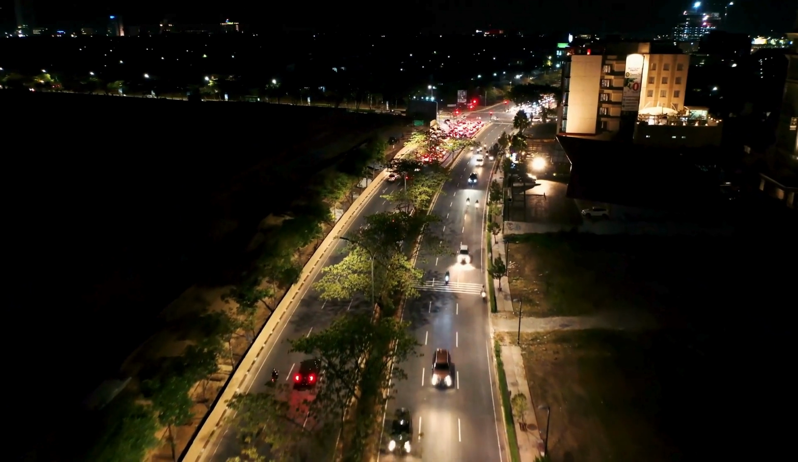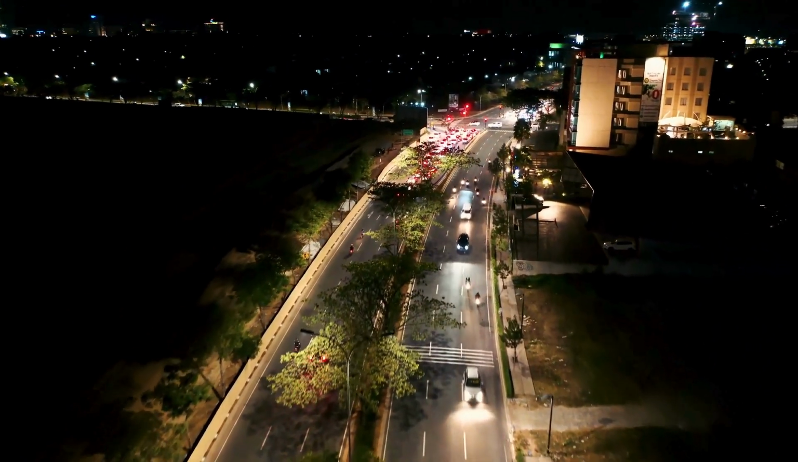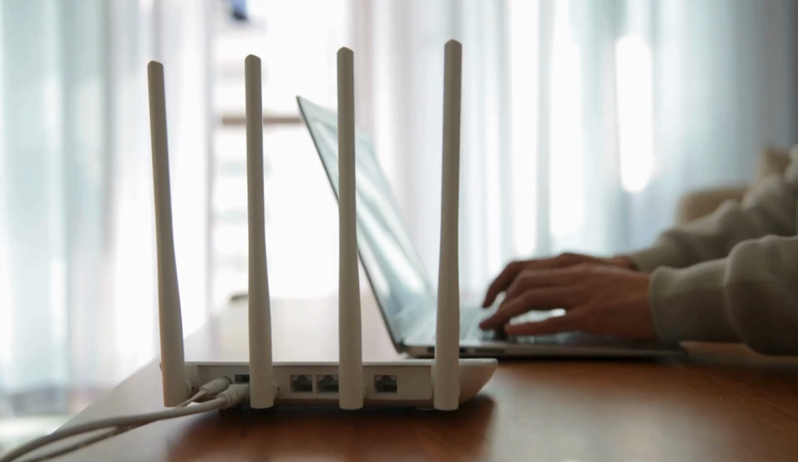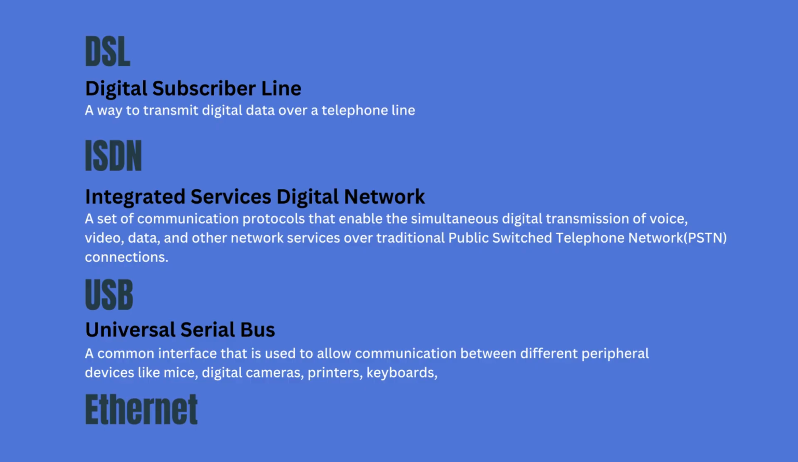Finally, we reach the physical layer, the foundation of our journey. The physical layer is like the roads and trucks that physically transport your mail. It includes cables, switches, and routers, moving your data from one place to another. Some protocols in this layer are DSL, ISDN, USB, and Ethernet.